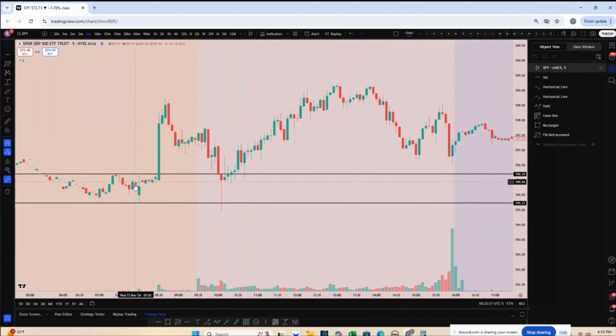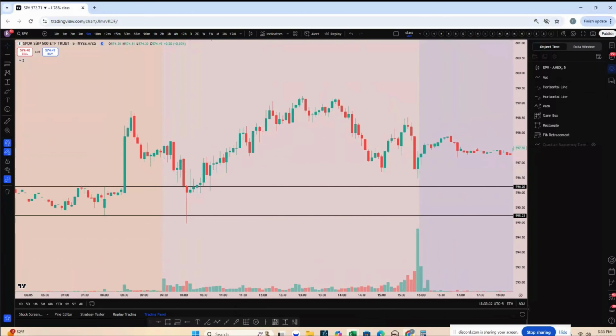And so typically what happens is once the candle is printed, if we get a 5 minute close above, then I'll take calls. If we do a 5 minute candle close below, I take puts.